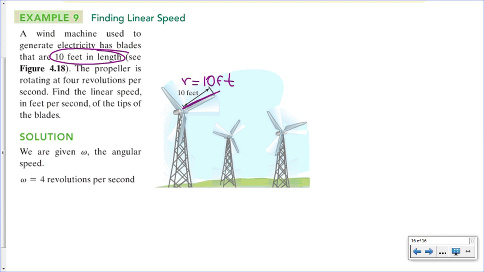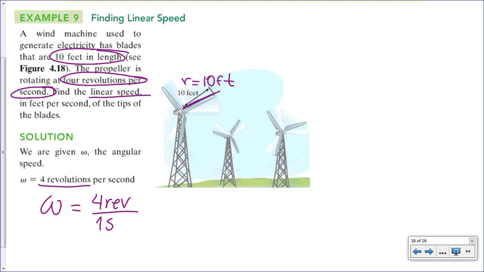All right, so the question is to find the linear speed when the propeller is rotating at 4 revolutions per second. So every second, they're doing 4 turns, right? Before we can find the linear speed, we have to find the angular speed. We have it in revolutions, however, we want it in radians. So the angular speed is going to be 4 revolutions per 1 second.